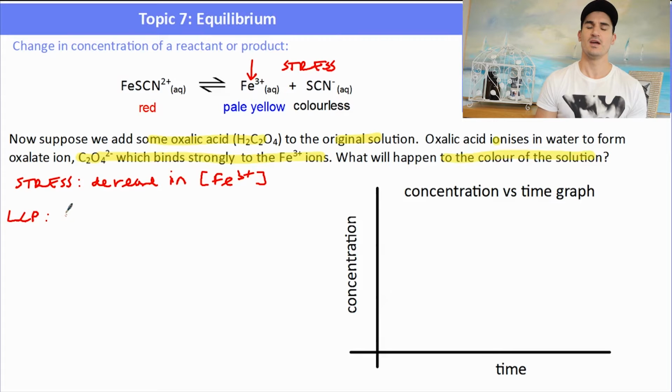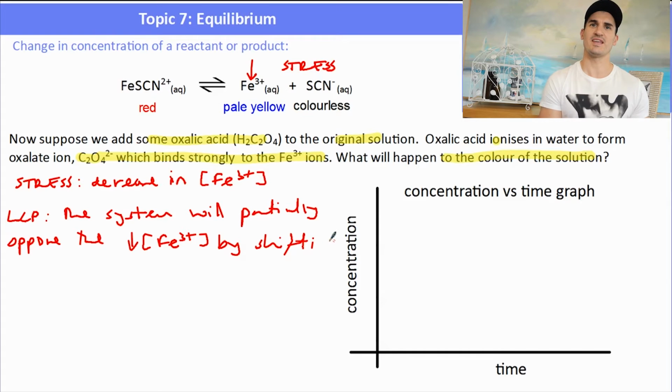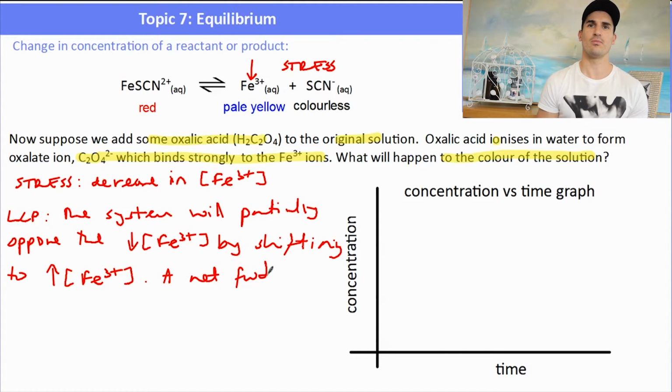That is our stress. Le Chatelier's principle states that the system will try and shift to partially oppose the stress. In this case, the system will partially oppose the decrease in Fe3+ by shifting to increase the concentration of Fe3+. Now the only way that can happen is if some of the unreacted FeSCN2+ breaks down into Fe3+ and SCN-. So by shifting to the right, we're going to form more of the Fe3+ and try and partially oppose the decrease in concentration. So a net forward reaction must occur in this situation.